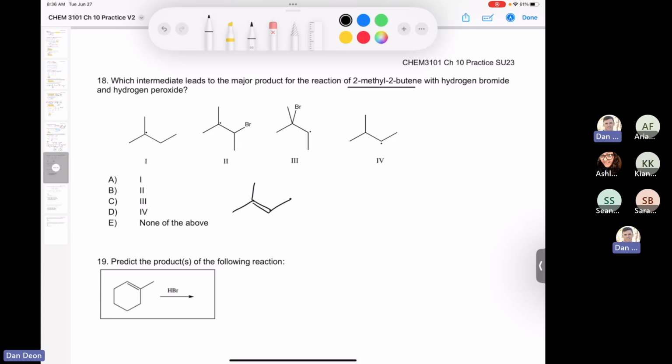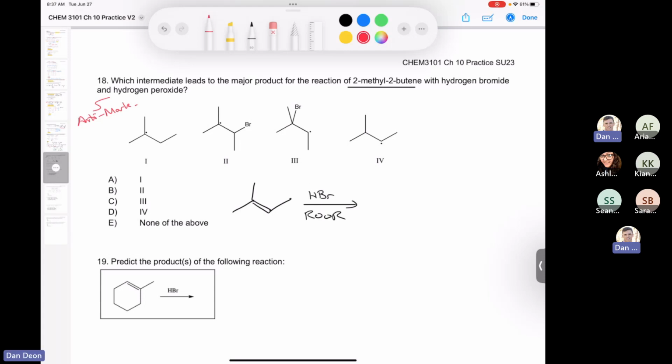And so if we react that with hydrogen bromide and an organic peroxide like this, is this going to give us Markovnikov addition or anti-Markovnikov addition? Exactly. So this is going to give us anti-Markovnikov addition, just like that. So what's going to happen is that once you form the bromine radical, the bromine is going to add in such a way that you're going to form the most stable radical.